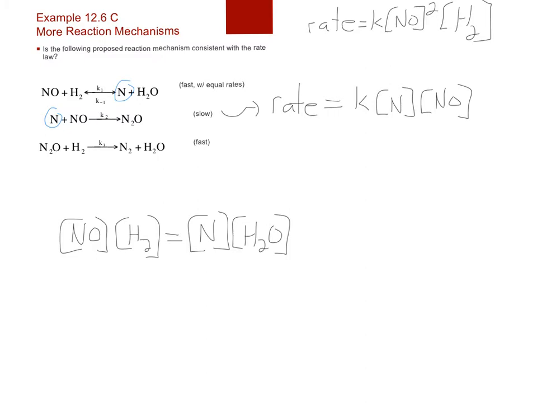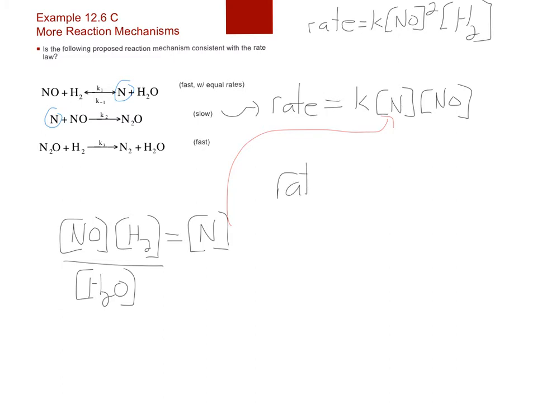That actually lets me do some substitution. If I divide both sides by the H2O, okay, those are going to cancel out. And once they cancel out, I've just solved for N. N equals NO to the first, H2 to the first over H2O. Now we can take that and substitute it back into here to see if this matches. So we do need to do some mechanism substitutions with intermediates.